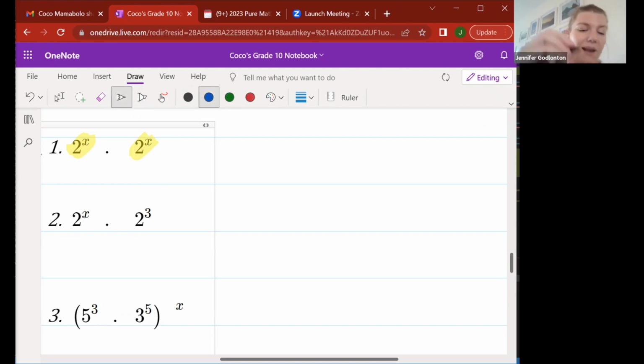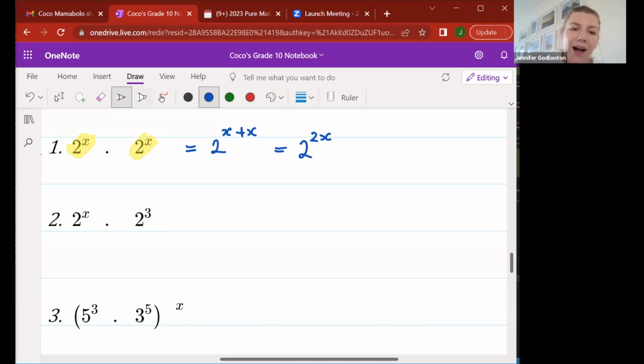When we are multiplying, what do we do to our exponents if our bases are the same? We add them. Okay, so we say x plus x. What is x plus x, guys? 2x. Yes.